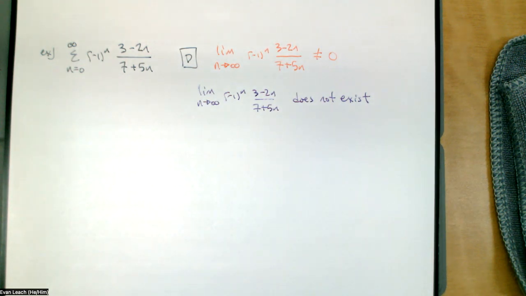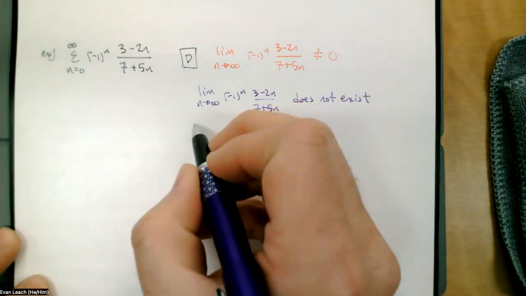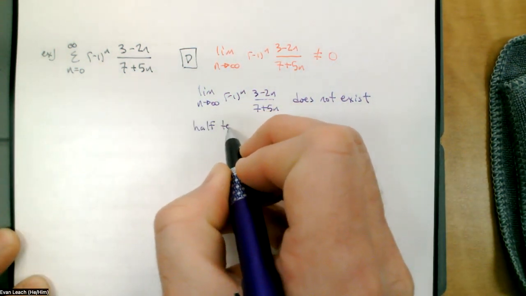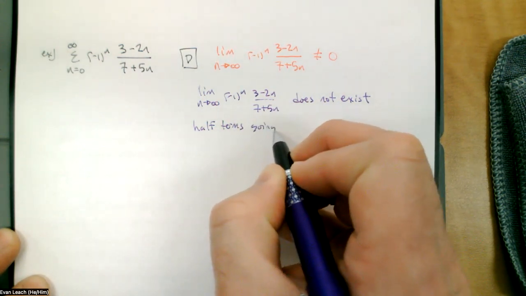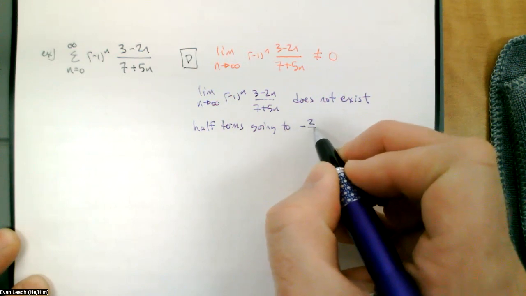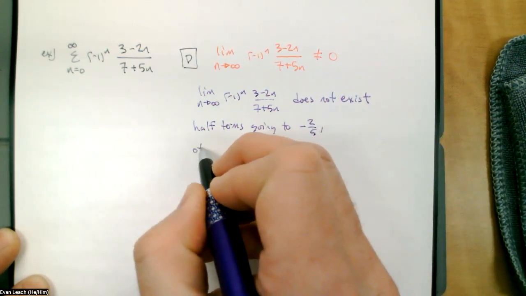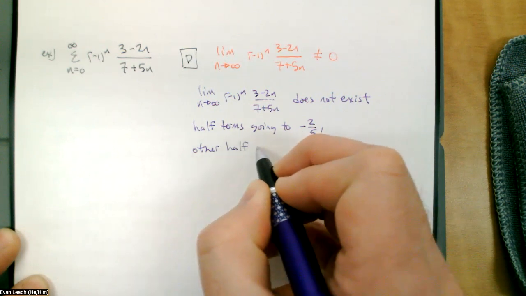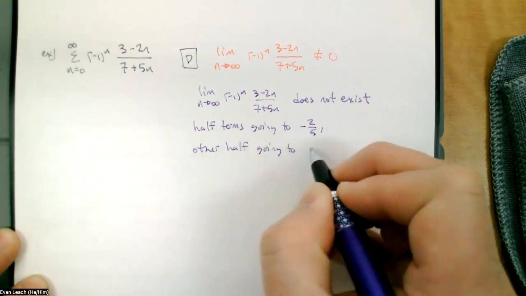Half the terms are headed to -2/5. The other half of the terms are headed towards +2/5. It doesn't matter that the terms are decreasing. The terms are not decreasing to 0. The alternating part is not relevant here. We never say that a series diverges by the alternating series test. That's not a conclusion offered by the alternating series test. So half the terms are going to -2/5, the other half going to positive 2/5.